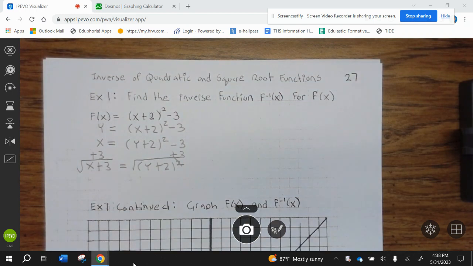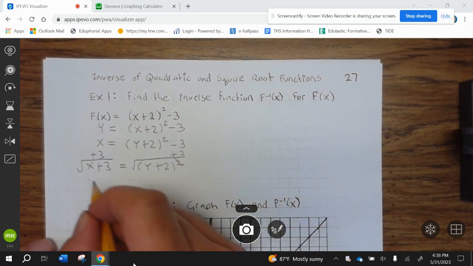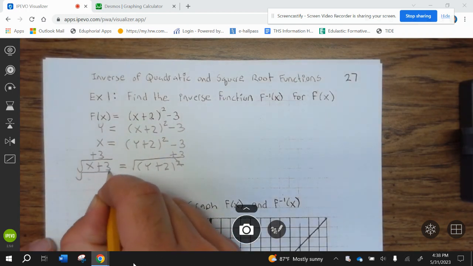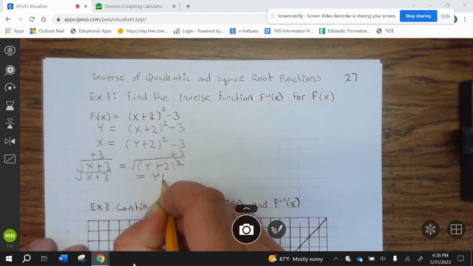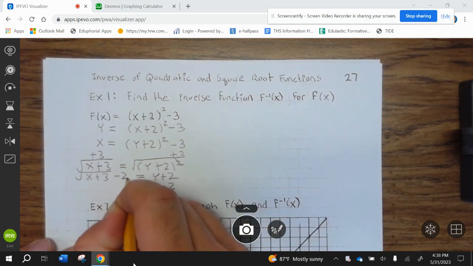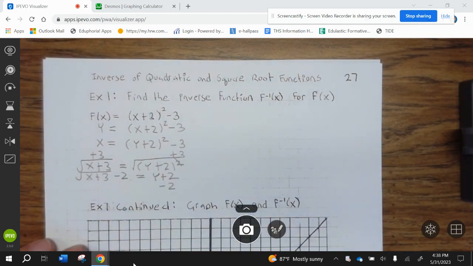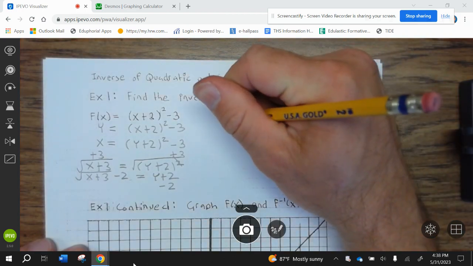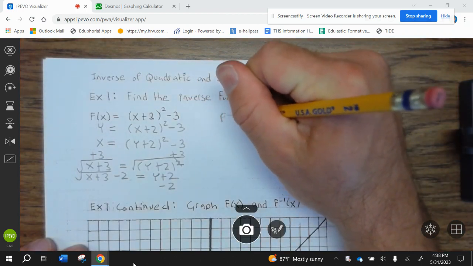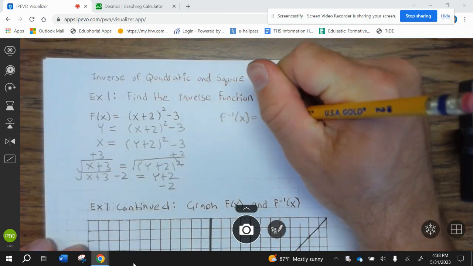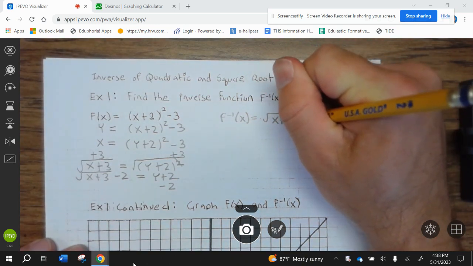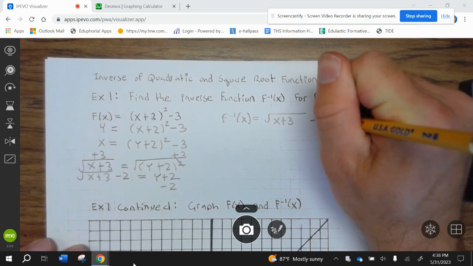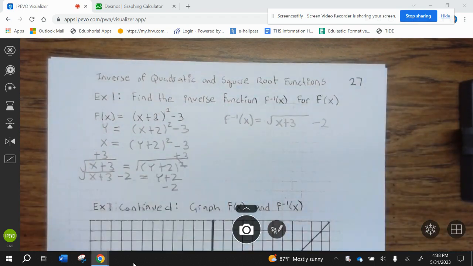So, cancel. So then we have square root of x plus 3 equals y plus 2. Subtract 2 from both sides. So, f inverse of x equals the square root of x plus 3 minus 2.